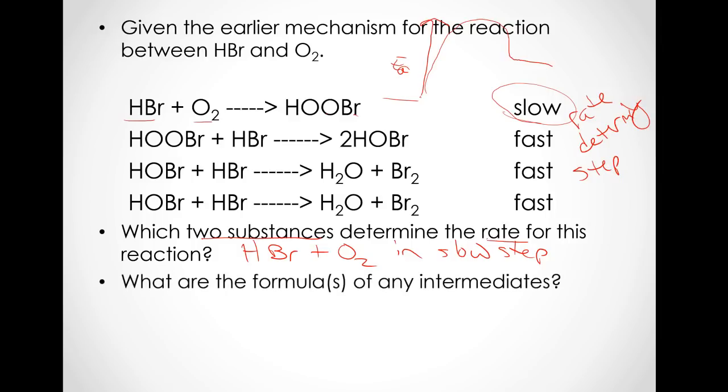And what are the formulas of intermediates? These are the ones that you cross out. Ones that are made and then immediately used. So I crossed out HOOBr and I crossed out the HOBr. Those are the intermediates. Okay?